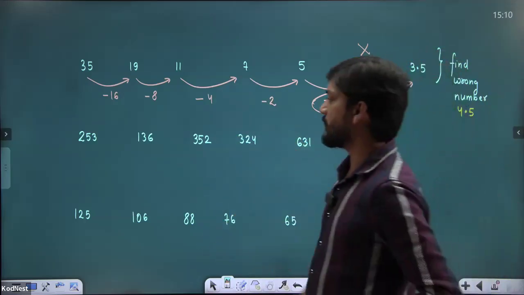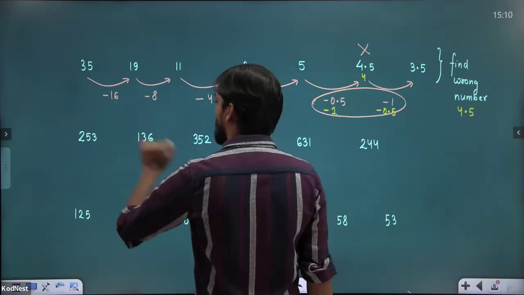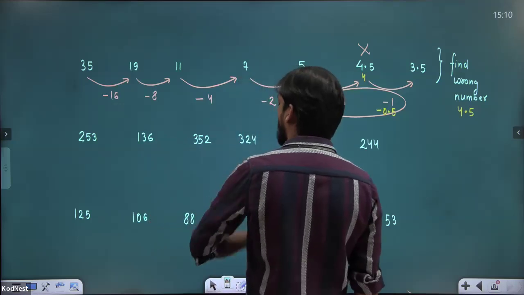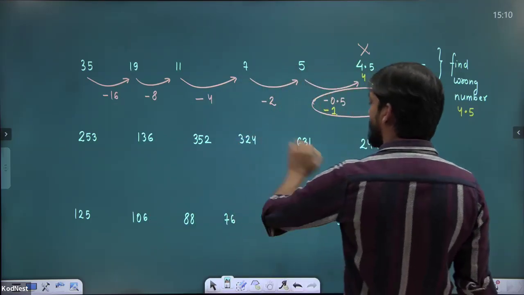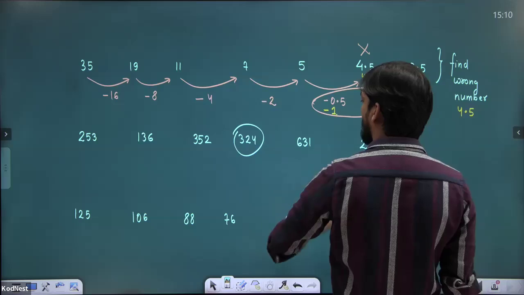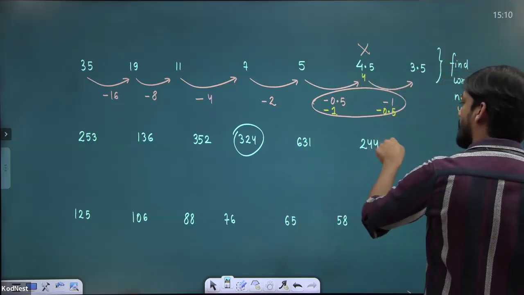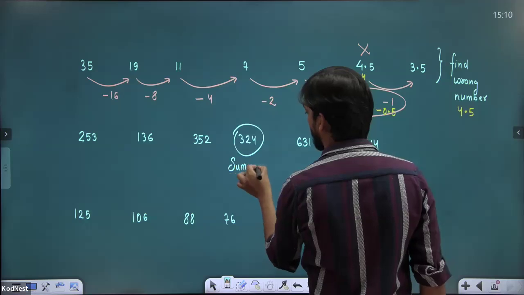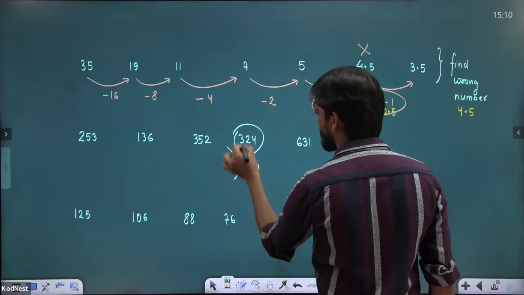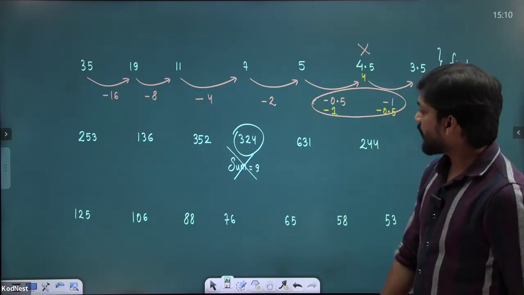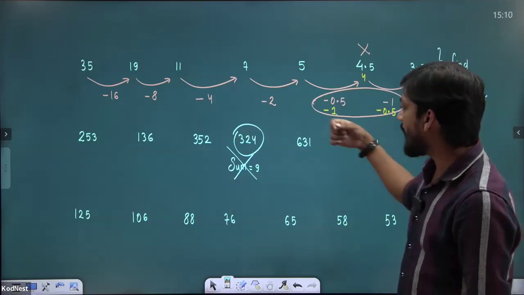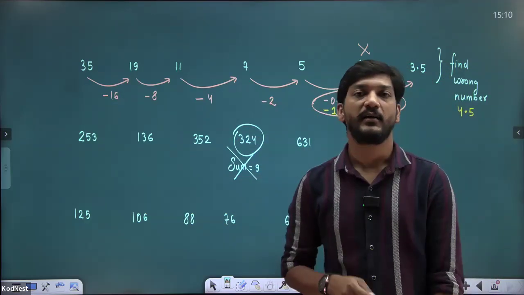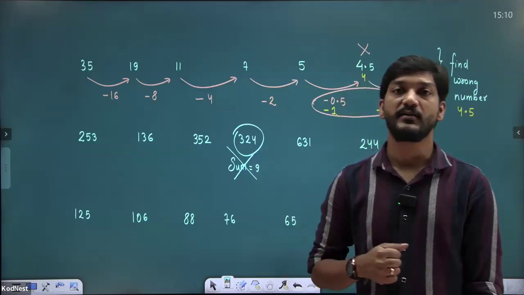If you carefully observe, sum of digit is 10, sum of digit 10, sum of digit 10. Sum of digit is again 10, not 10, 9. Sum of digit is 10, sum of digit is 10. So here only sum of digit is 9. So that is the wrong number in the series, because everywhere sum of digit is 10 and here only it is not 10, that is 9. So that's why we'll say it is wrong.